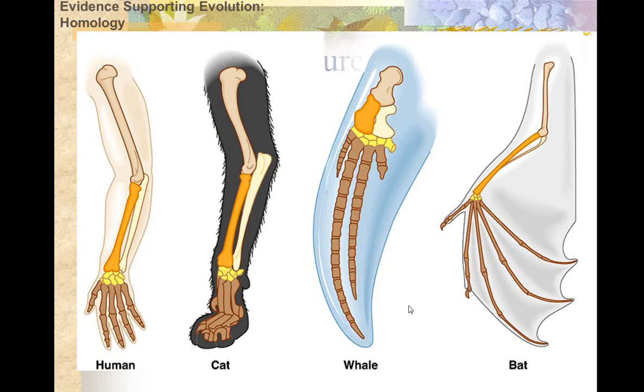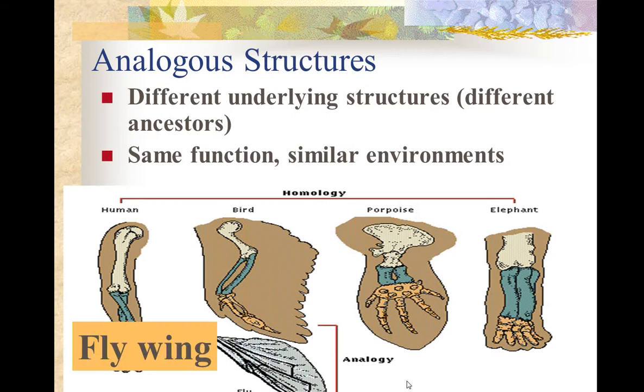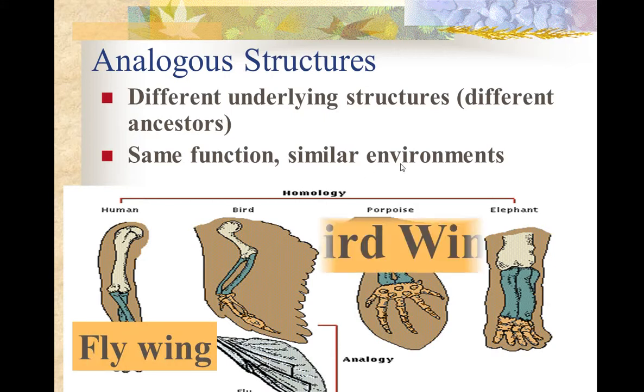So, analogous structures, look at the 5 structures here. One of them is vastly different in its biochemical makeup and underlying structures than the others. However, it has a very similar function. So that's when we're going to say it's an analogous structure. Same function, similar environments, but they are not more closely related, unless you're going back to the pre-vertebrates. Okay.